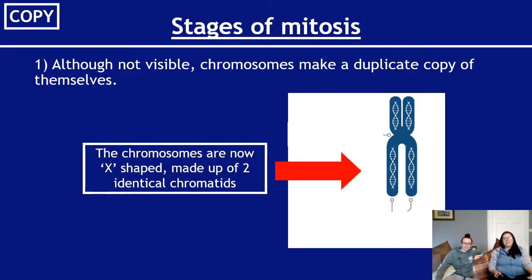Okay, so stage 1. I'll go through all the stages, but in an exam situation or in a test situation, you might not get a mitosis question that starts at stage 1. You might get one that starts at stage 3, or maybe the stage numberings are different, but the idea is this is the thing that happens first during mitosis. So even though they're not visible, the chromosomes make a duplicate copy of themselves. So the chromosomes are now X-shaped, made up of 2 identical chromatids. So this is 1 chromosome in the picture with 2 chromatids that we can see as part of it. We don't say that there's 2 chromosomes there, that's wrong. 1 chromosome with 2 chromatids.